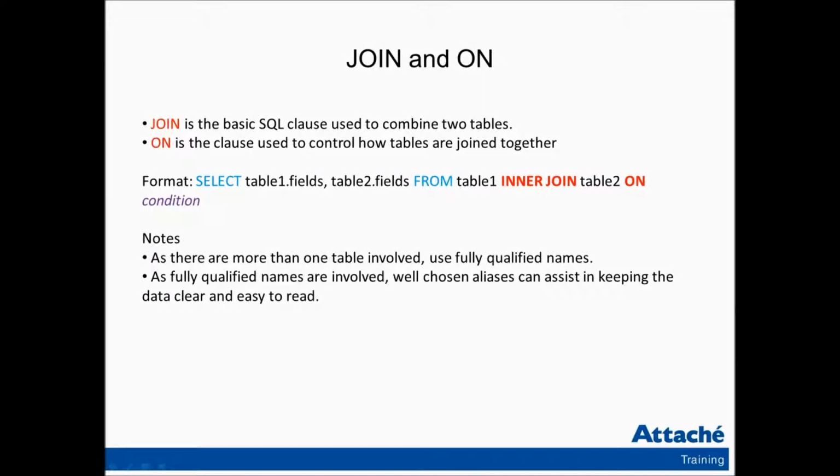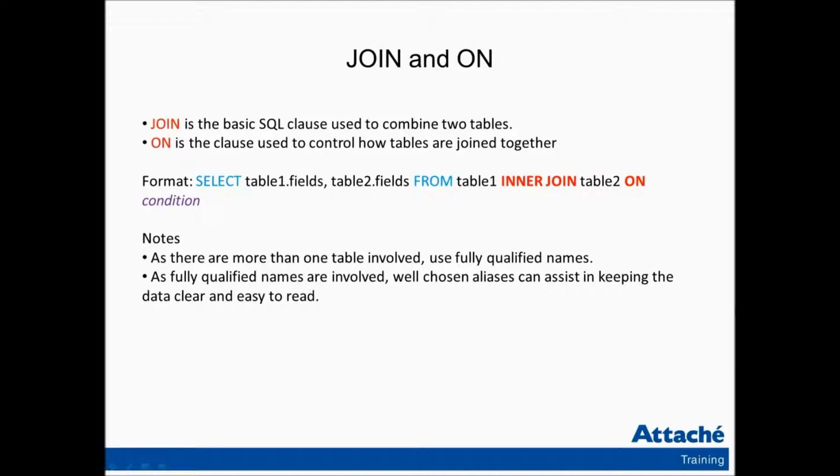Now that we know all about table joins, let's see how we can actually use them. A table join uses two SQL clauses, a variant of the join clause, as well as the accompanying on clause. The format is select field names, keeping in mind that you need to use fully qualified names, from table 1, the join variant. Here I'm using an inner join.